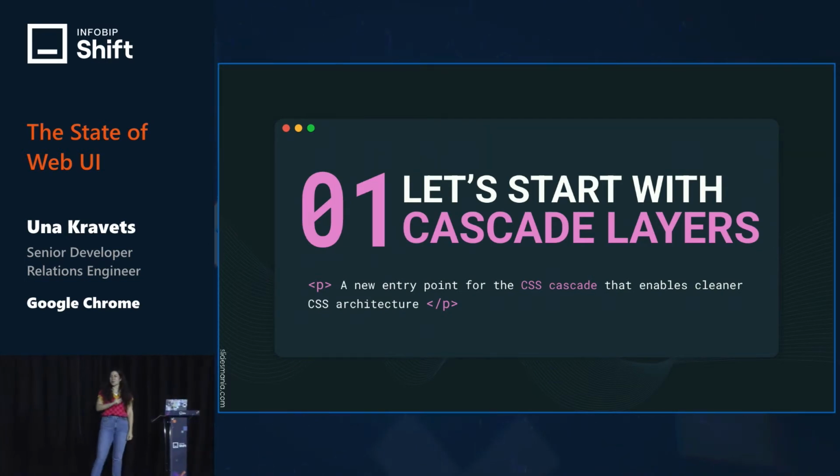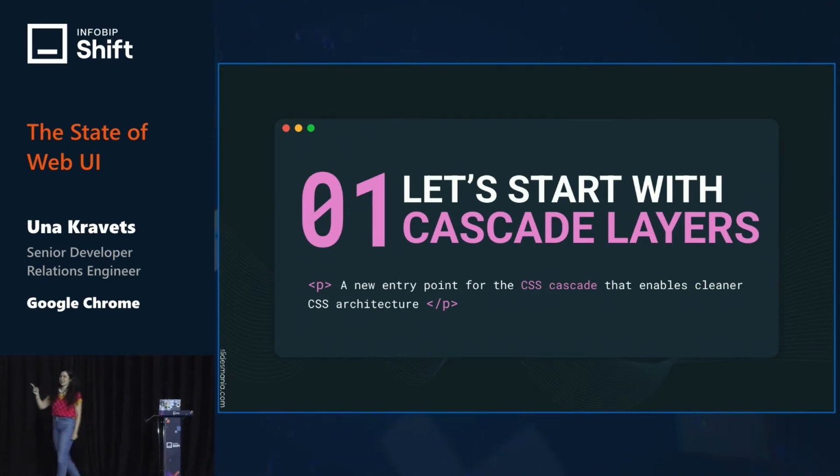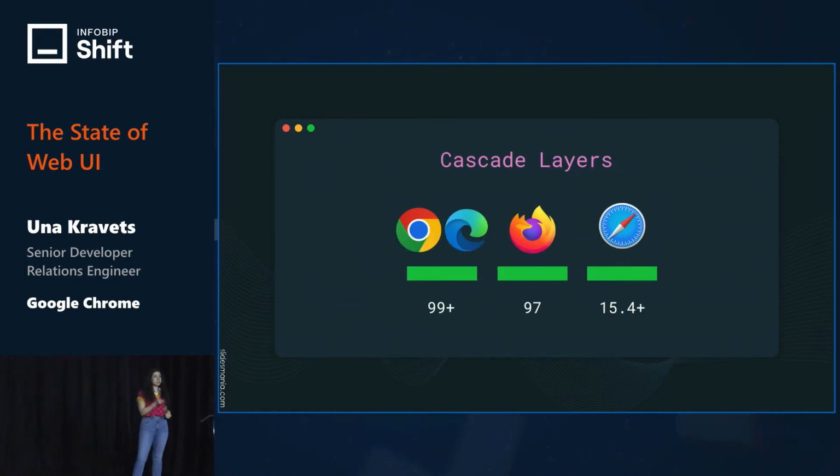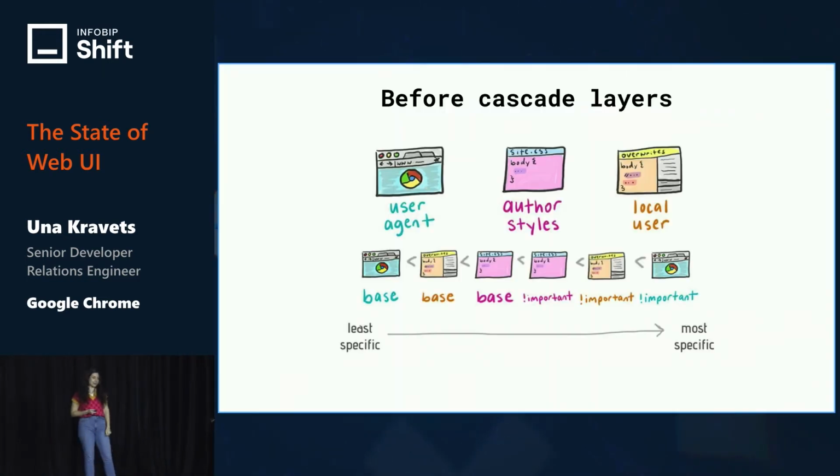Cascade layers, who has heard of this API? Raise your hands. Okay, we've got a couple of hands raised. This is actually a pretty game-changing API because it allows a new entry point for the CSS cascade, which means that you, as a developer, now have better access to controlling your CSS architecture. This is supported across all modern browsers as of earlier this year, which is pretty exciting to see all of them rolling out at the same time.